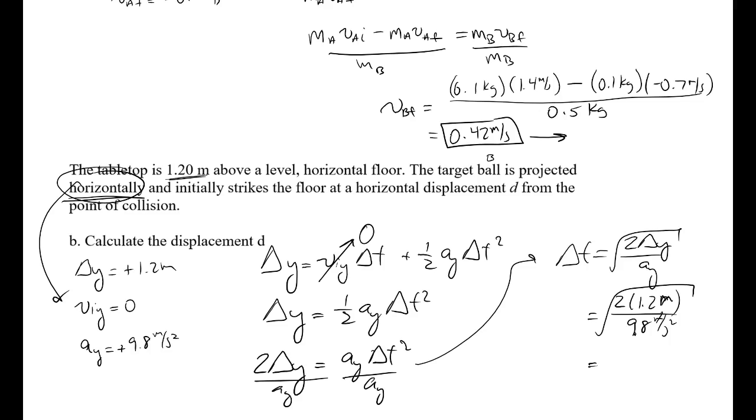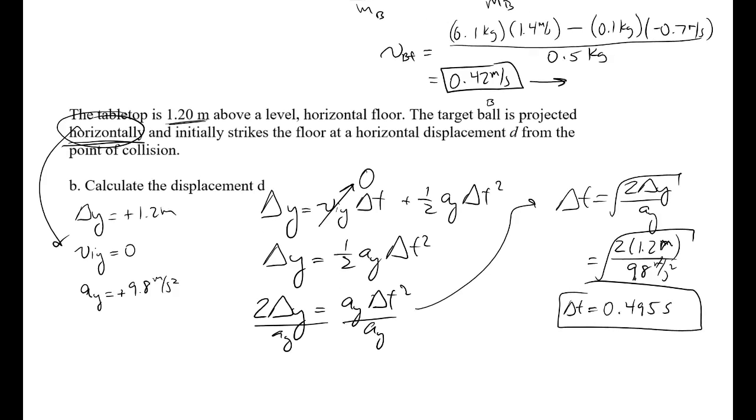So let me do that real quick. I got 2 times 1.2 divided by 9.8, which is 0.244897. I'm then going to square root that, and I get 0.495. So 0.495 seconds is the time, that's my time interval in the air.